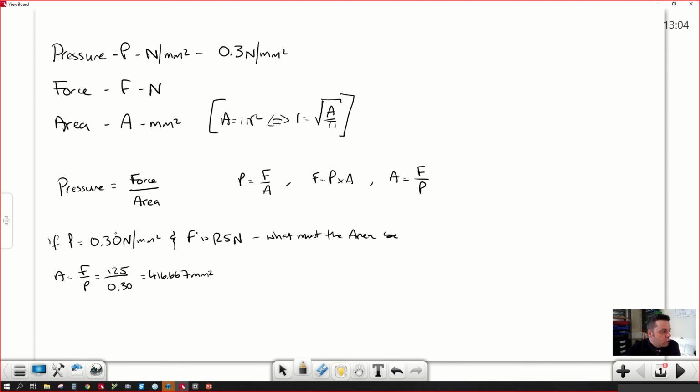That's got two significant figures, trailing 0 after a decimal point, that's got 3, so it's two significant figures we're rounding it to. So that's 420 millimetre squared. So that's the type of exercise you would do. You've got two of them and you have to work out the third one. Fantastic.